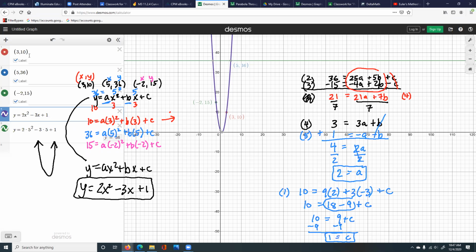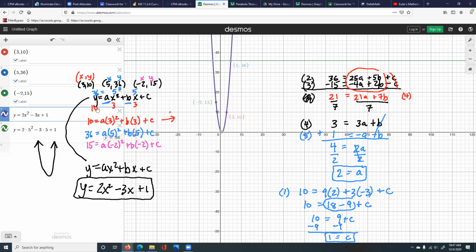So I typed in the 3 points. It took not even a minute to type in these 3 points, 3, 10, 5, 36, negative 2, 15. I checked the boxes to label all 3 points. And then I typed in the equation. Once I did all the work, I went back and typed the equation and it went through all 3 points. Okay, and I plugged in one of the points to make sure I got 36, and I did. I plugged in 5 to make sure I got 36, and it worked, just to check my work, right? So that's how you do that.